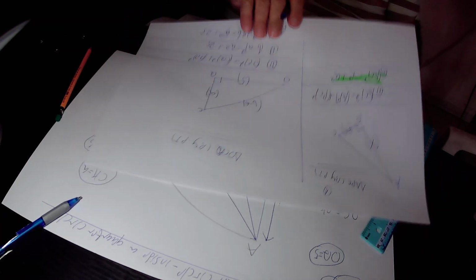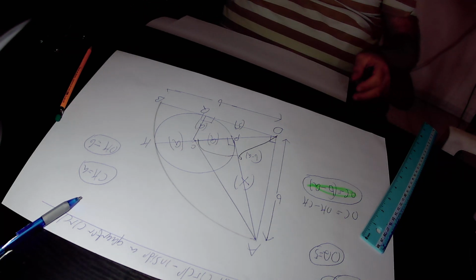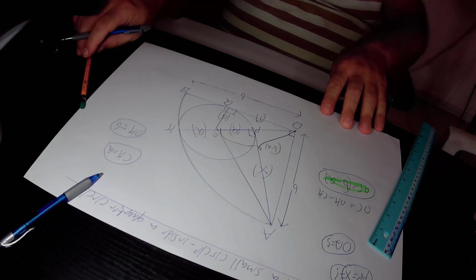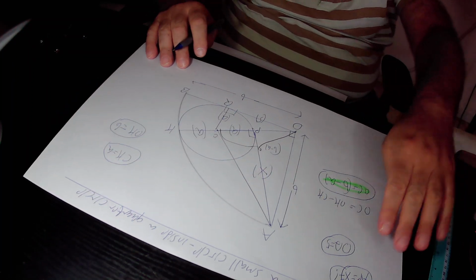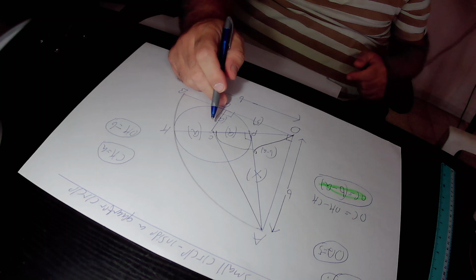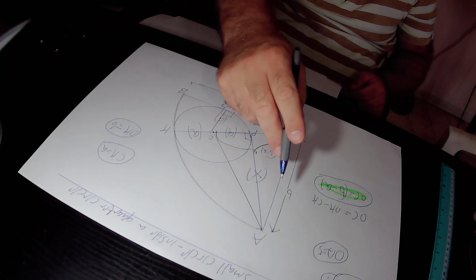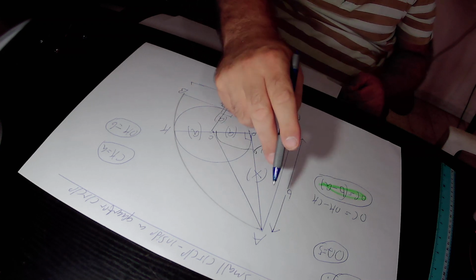So in the next step, we will do a construction. That is to say, from this point C, we will draw a perpendicular on AO. Again, from point C, we will draw a perpendicular on AO.